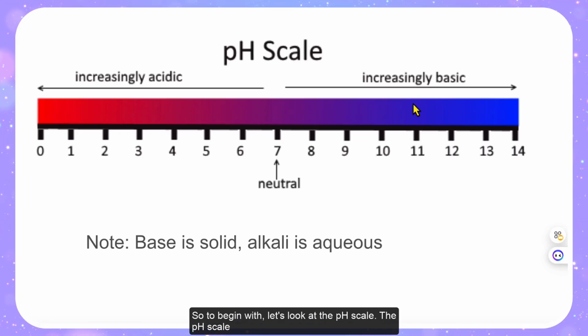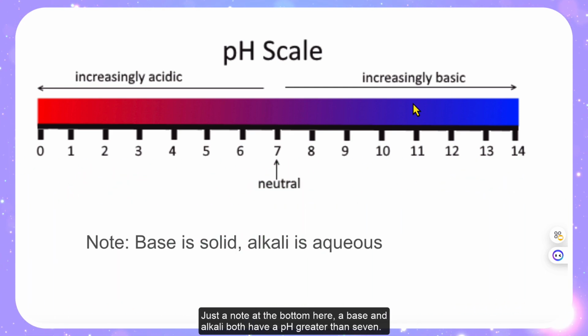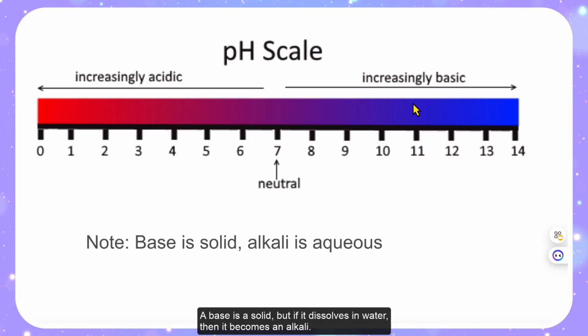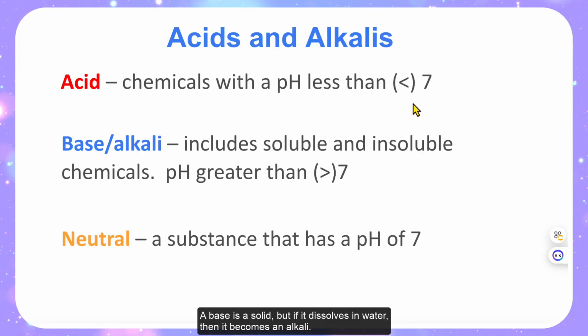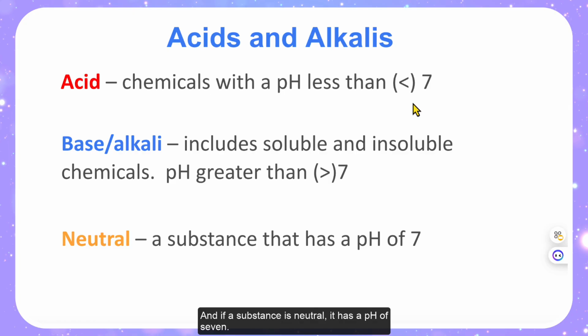So to begin with, let's look at the pH scale. The pH scale tells you whether something is an acid, a base, or neutral. Just a note at the bottom here, a base and alkali both have a pH greater than 7. A base is a solid, but if it dissolves in water, then it becomes an alkali, so we can think of bases and alkalis as the same thing. Acids have a pH less than 7. Bases/alkalis have a pH greater than 7, and if a substance is neutral, it has a pH of 7.